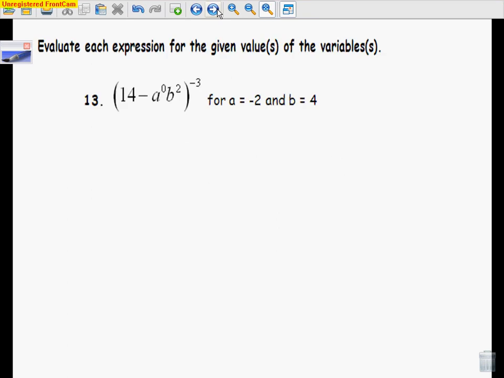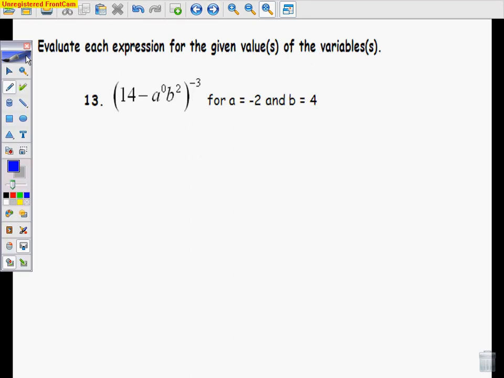So, first one here says evaluate each expression for the given values of the variables. First thing that I want to notice in this problem is this a to the 0. We know that any number to the 0 power besides 0 is 1. Any number to the 0 power is 1. So this is really like having 1 times b squared. And 1 times b squared is just going to be b squared, right? So we really don't even need that there at all. That kind of just cancels it out.